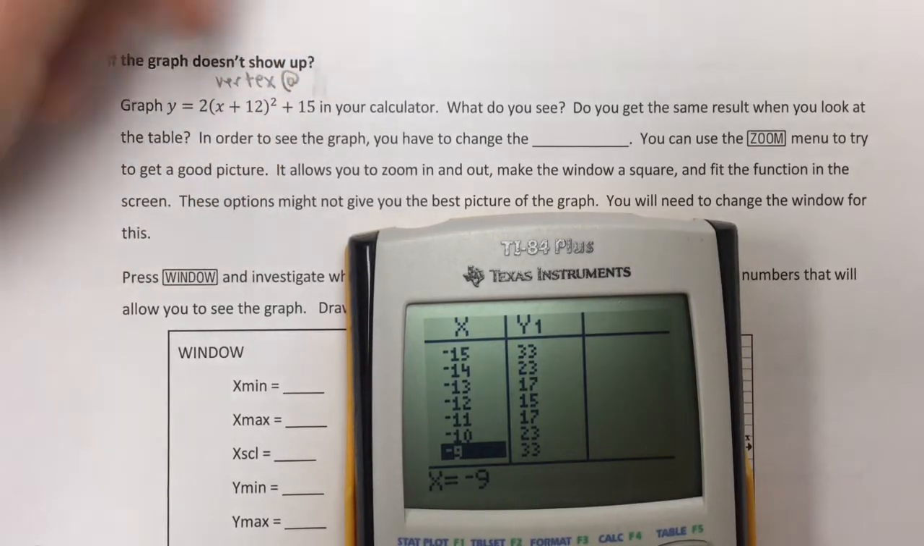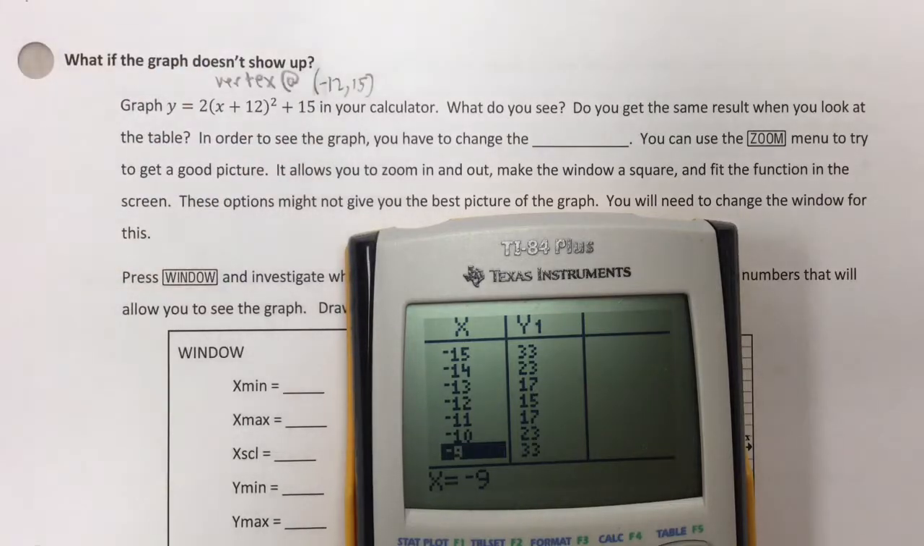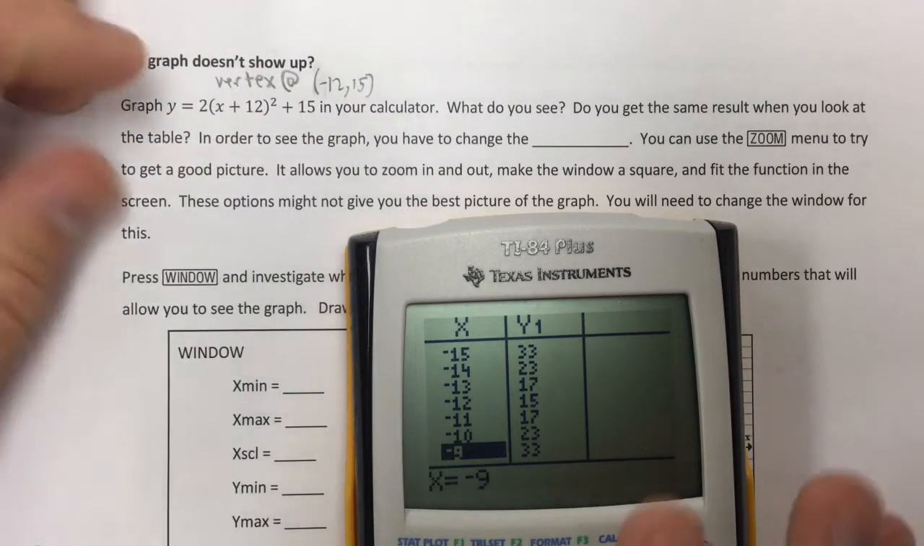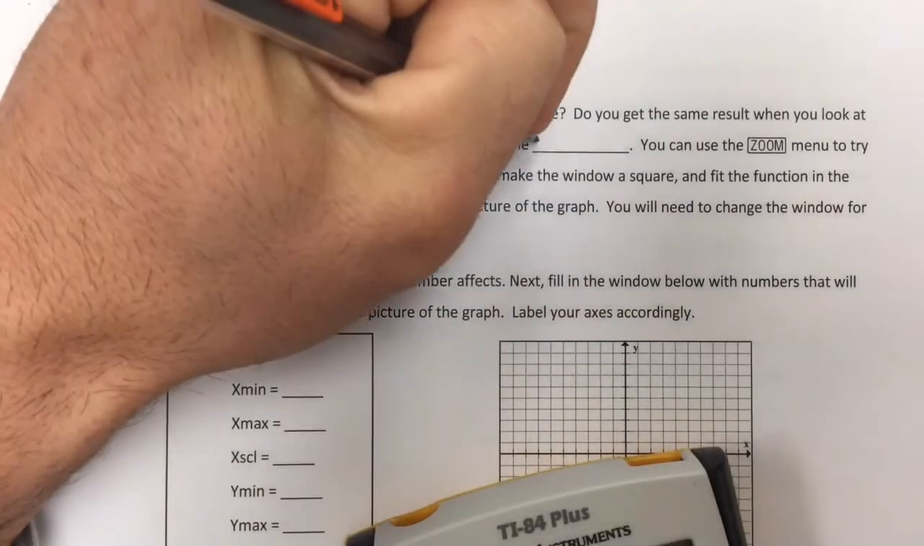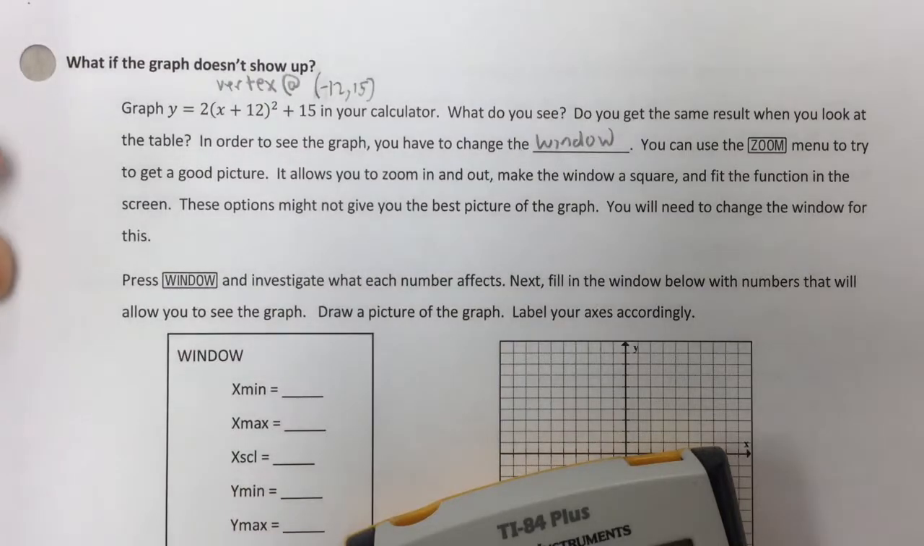Make sure you guys can read that. Vertex at negative 12, 15. So it doesn't mean that there's no table or no graph. It just means we have to change our window. All right, so here is how we change our window.